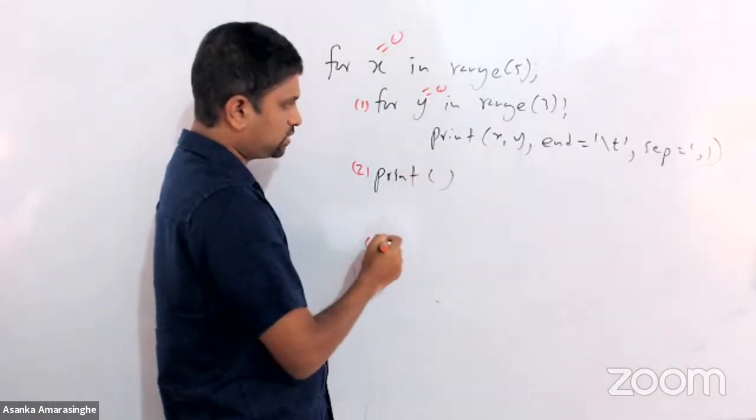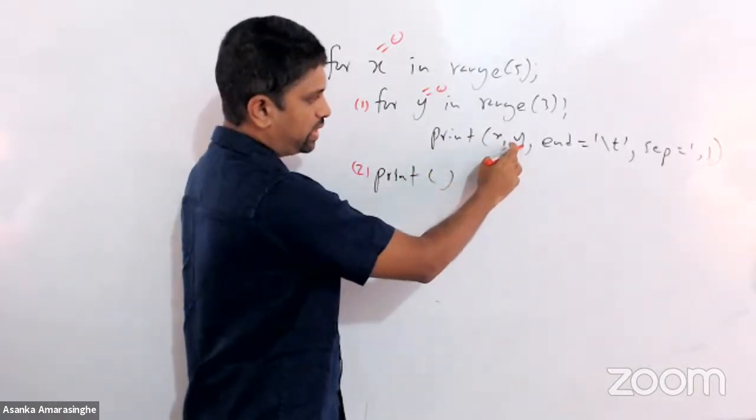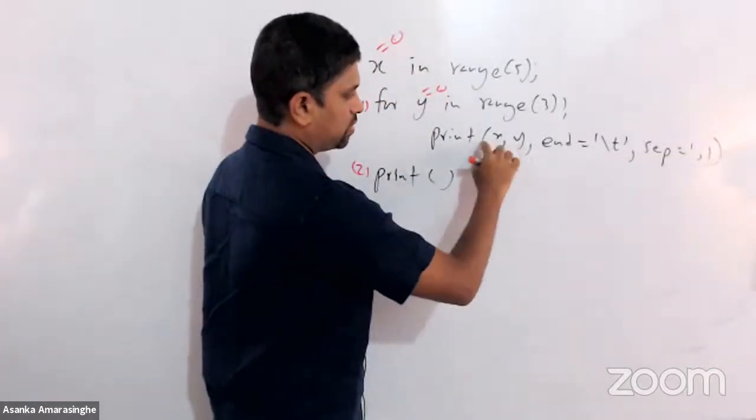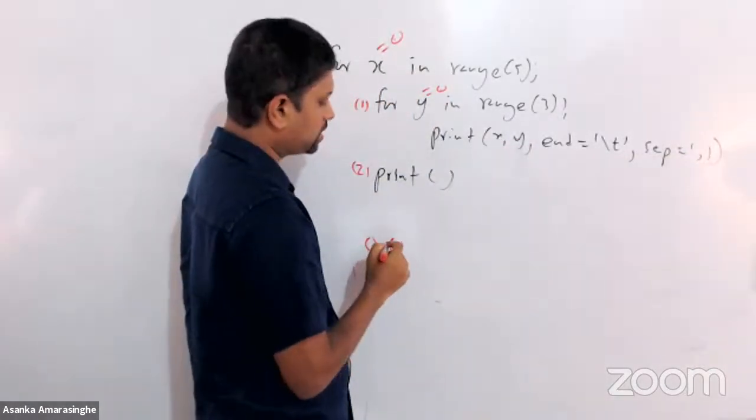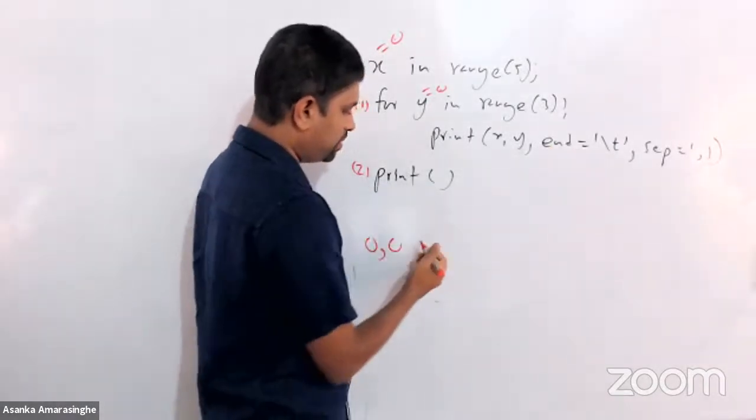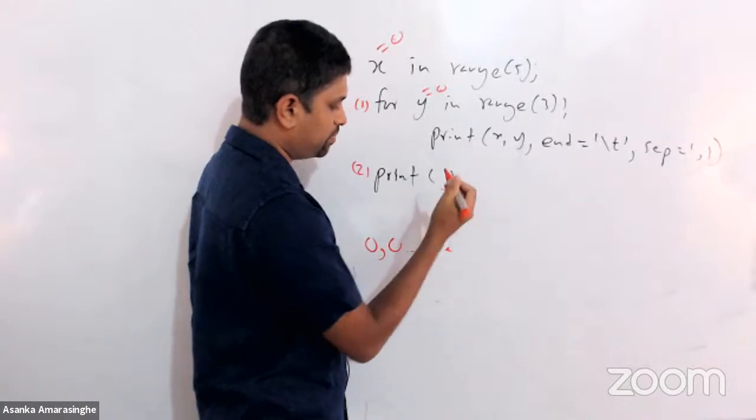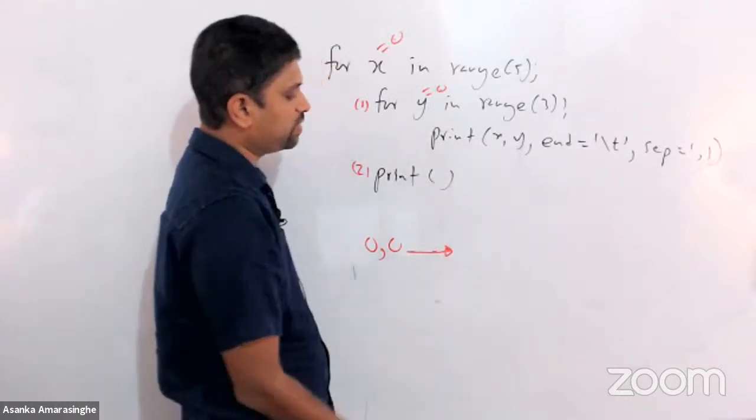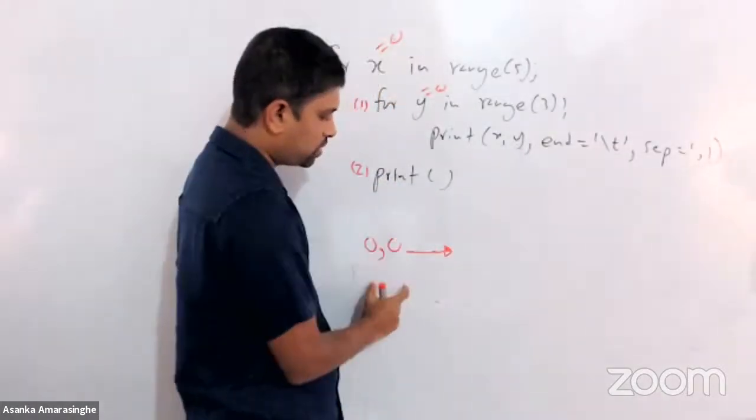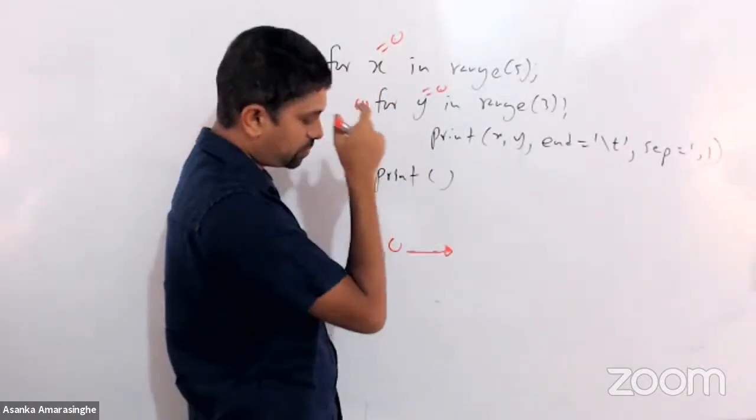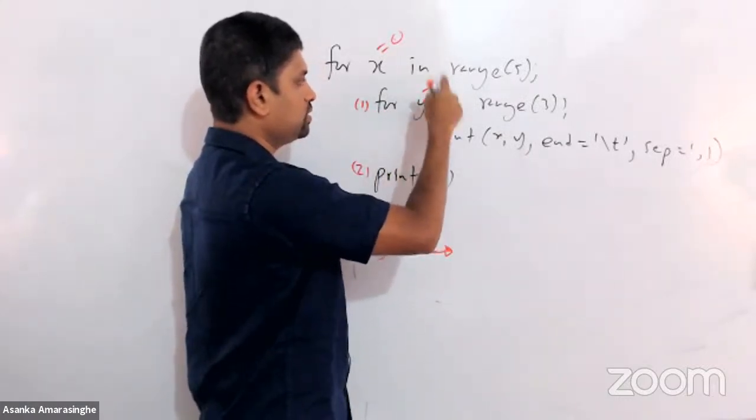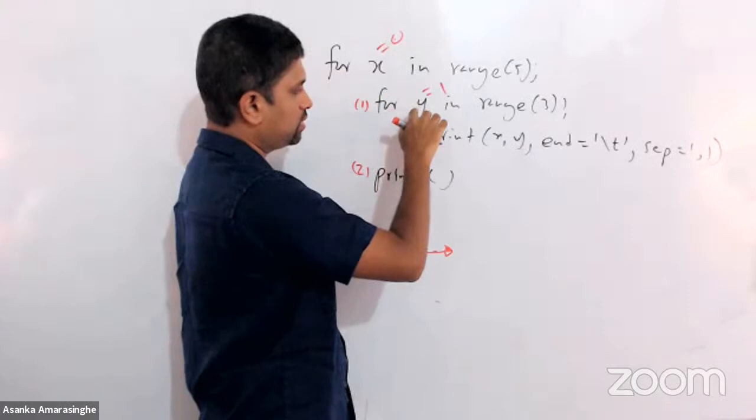We are going to print x and also y, separated by a comma. Therefore both of these are printed, separated by a comma, and this line is ending with a tab, not with a new line. If you did not use this, it would go to the next line. Ending with a tab, right? And this will repeat. Now this is 1 and do the same thing.